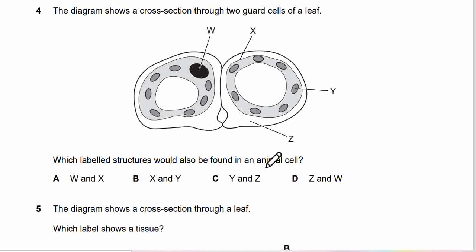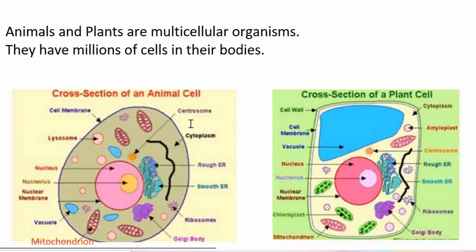Between plant cells and animal cells, there are a few differences. Animal cells don't have chloroplast and also cell wall. So this is animal cells, and on the right is plant cells. Both animal and plant cells have cell membrane, and also nucleus and other organelles, but plant cells have a large vacuole, this one, and chloroplast, and also cell wall.